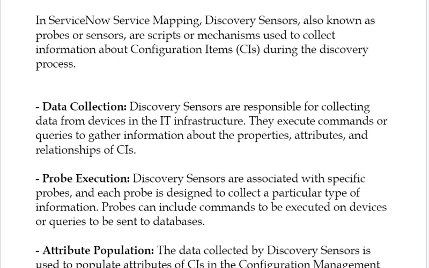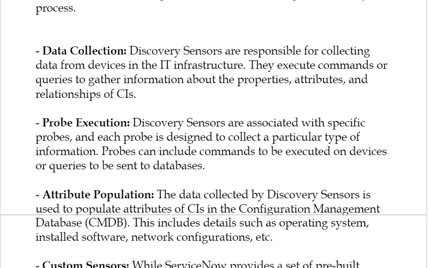Now see the points. First point, data collection. Discovery sensors are responsible for collecting data from devices in the IT infrastructure. They execute commands or queries to gather information about the properties, attributes, and relationships of CIs.